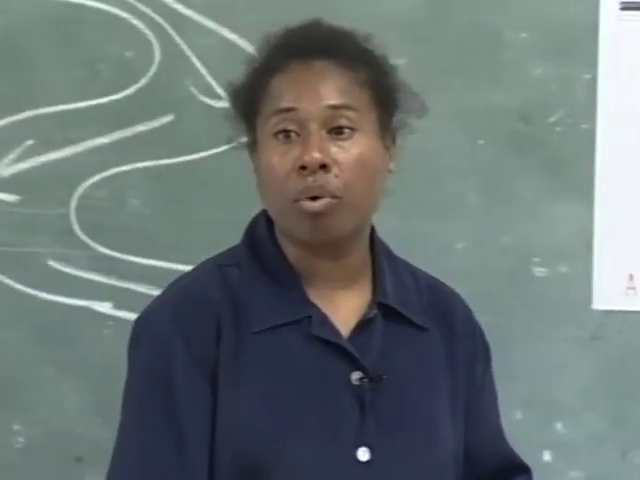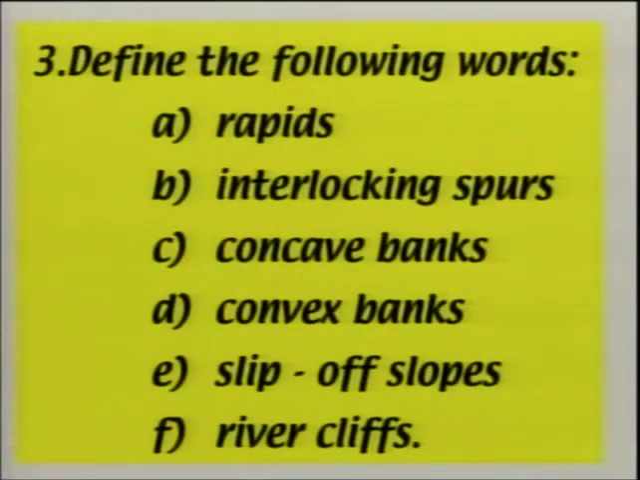Okay, so to double check quickly on those words that you're supposed to define for activity 3, the words are A, rapids, B, interlocking spurs, C, concave banks, D, convex banks, E, slip-off slopes, and F, river cliffs. And those words, we will look at the definitions in the introduction part of our next lesson. Okay, you've made note of all of those words?